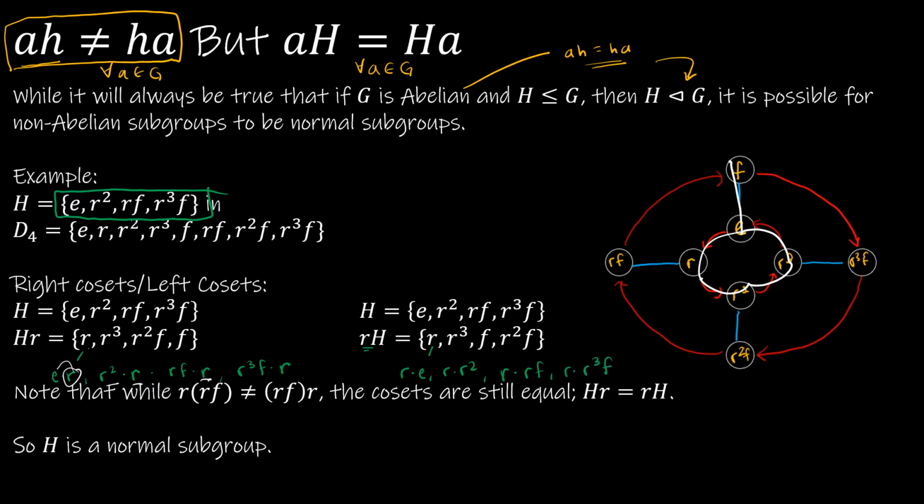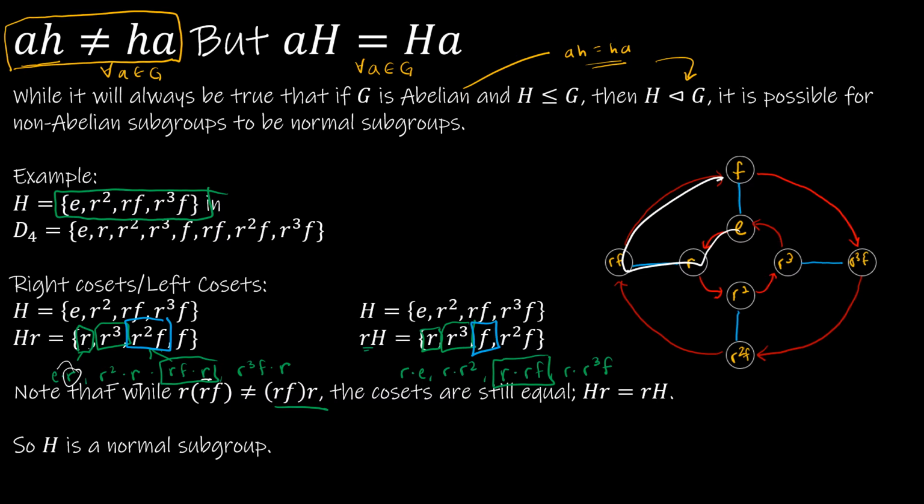Now what we find is that the first value is still r, and the second value is still r cubed. However, when I took rf times r, I ended up with r squared f. But if I take r times rf, remember that tells me that starting at the identity, I'm going to apply rf first and then r. Notice that that value is f. So here I have f, but here I have r squared f. Now those are not the same.